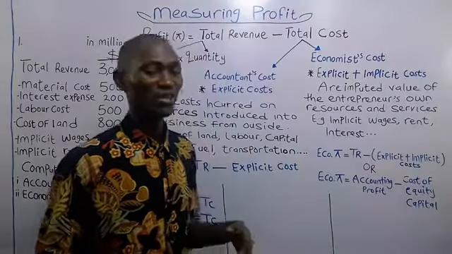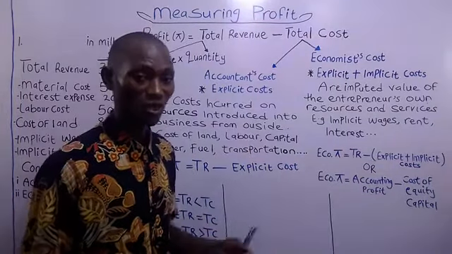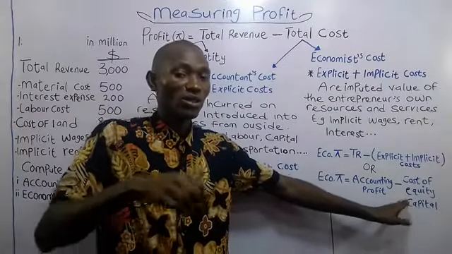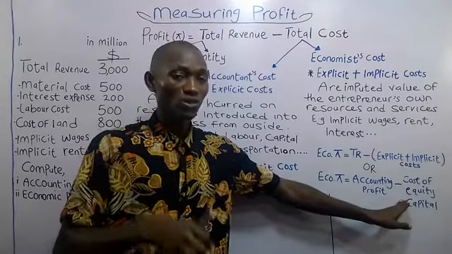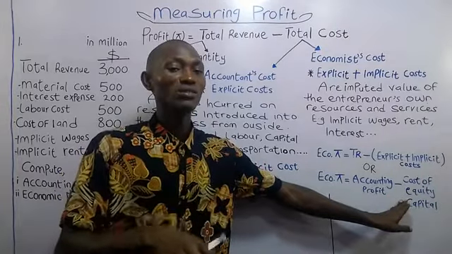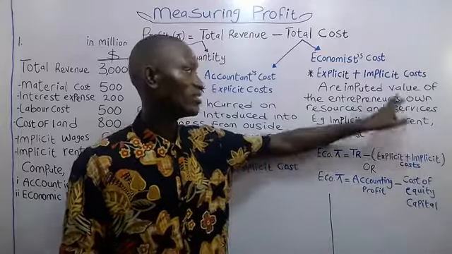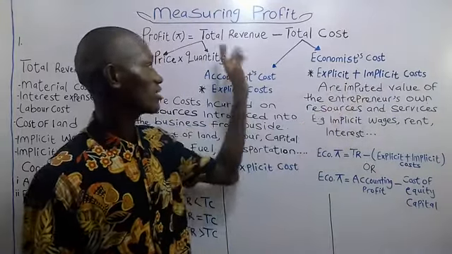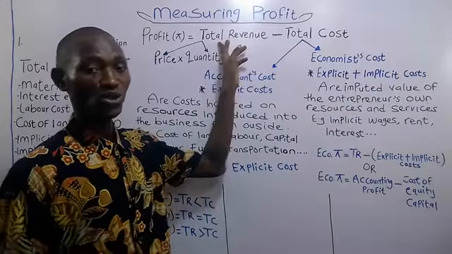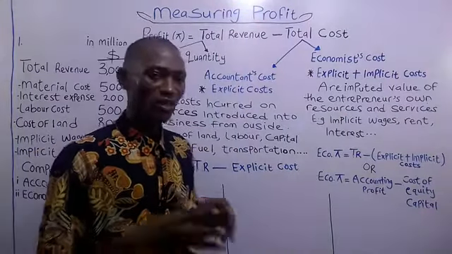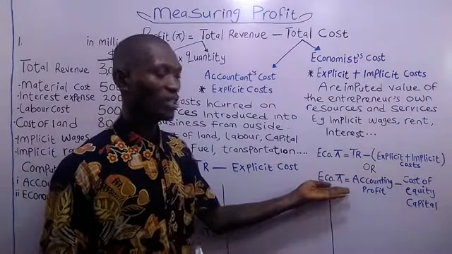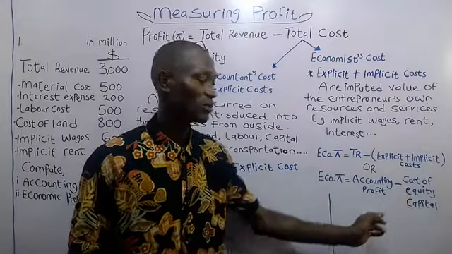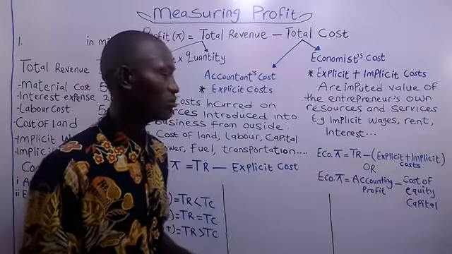And this cost of equity capital simply means the cost of ownership. It means what the owner holds and uses for his own business. The opportunity cost of that is implicit cost. You add it to your explicit cost, and that will be deducted from your total revenue. So, like I said, the basic difference between the accounting profits and the economic profit is the cost of equity capital, what the owner contributes into the business.